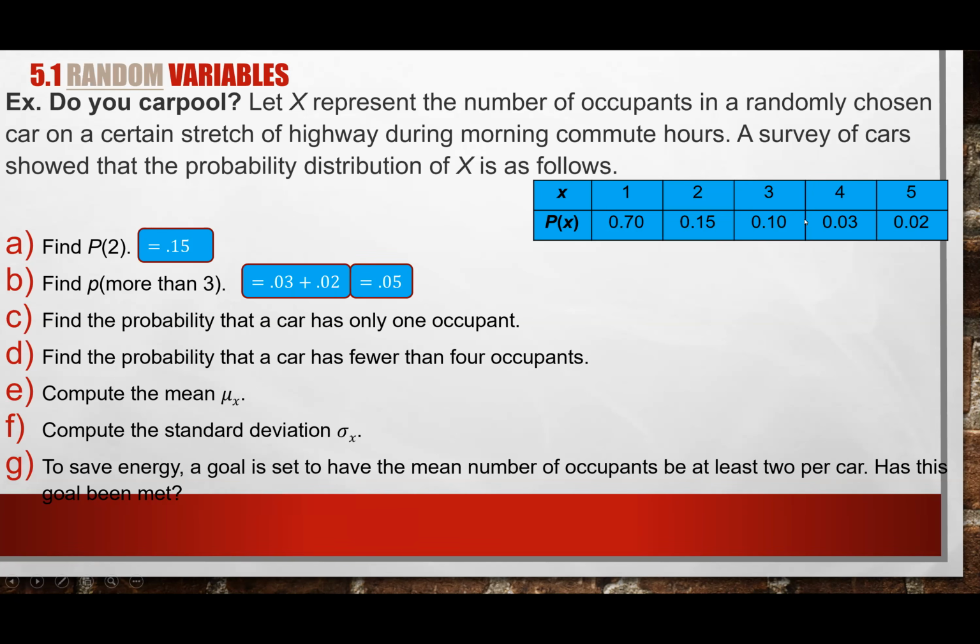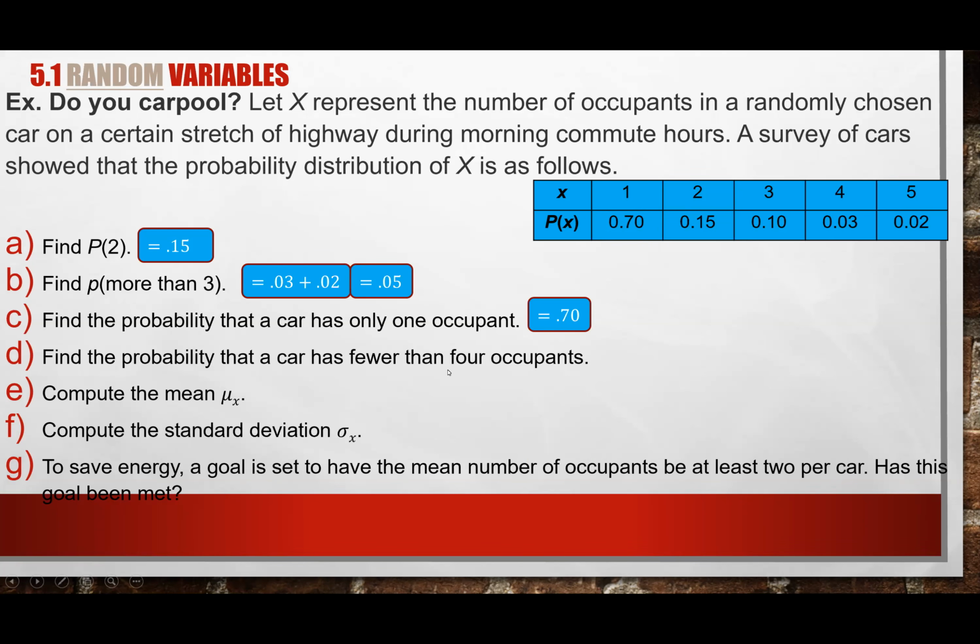So find the probability of a car that has only 1 person in it, 1 occupant. One occupant is easy. Similar to 2, it's just that now they write it in words instead of writing symbolically P of 2. We have 1 occupant, which is 0.7, 70% that have 1 person in it.